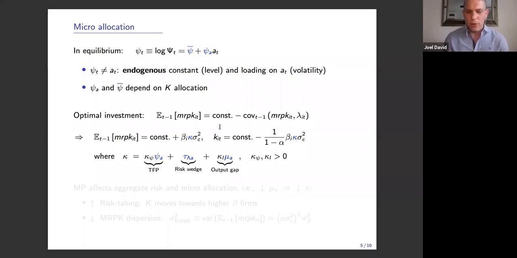And just note that these two effects are really two sides of the same coin. High beta firms have to offer higher marginal products of capital because of decreasing returns in the production function. The way that they do that is by choosing a lower level of capital.